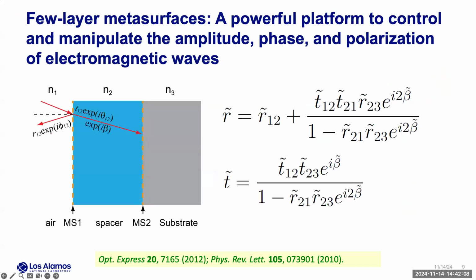A second concept is what is known as multi-layer or few-layer metasurfaces. So in this case, you've got a metasurface at the front, air spacer interface. You've got a spacer, which is a dielectric and a gap. And you've got a second metasurface that's on the substrate. And by doing that, you not only are able to design the dispersion on each of these surfaces, but you're also able to use the constructive or destructive interference of these two waves at the two surfaces to enhance whatever functionality you're interested in.